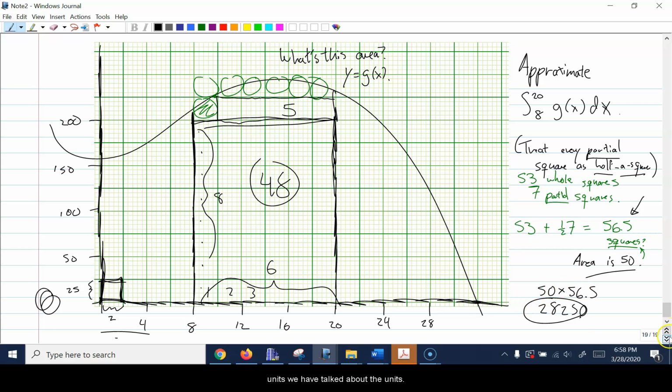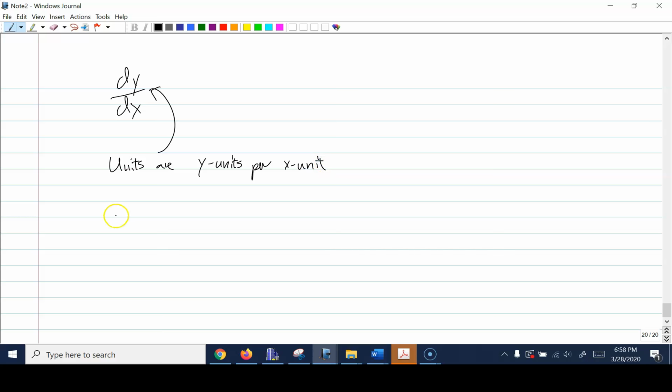One question we have is units. We haven't talked about the units. When we do dy dx, the units are always y units per x unit, which we would write as y units over x units.